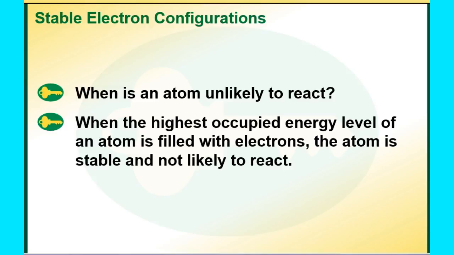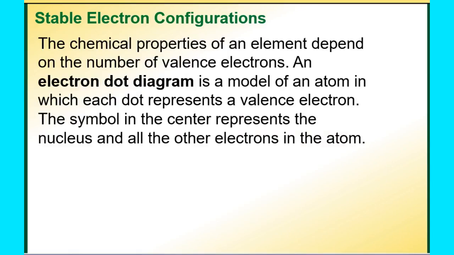When is an atom unlikely to react? When the highest occupied energy level of an atom is filled with electrons, the atom is stable and not likely to react. Stable electron configurations.